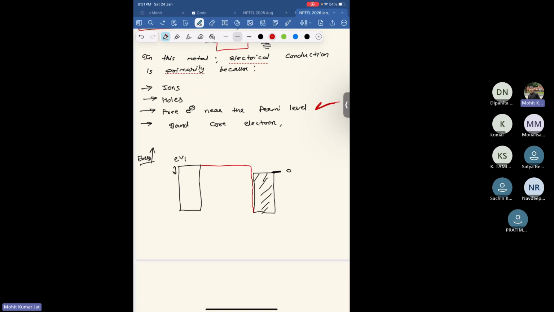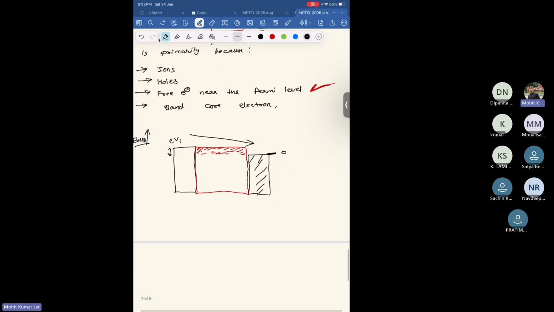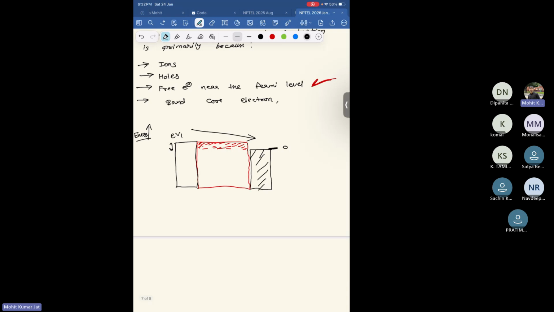So I'm drawing the electronic states. Till this point, this is the Fermi energy, and then these are the free electrons. Think of it like a liquid flowing from EV1 to 0 in this direction. So you can model it like this. The electrons at the bottom are the valence band electrons kind of thing.